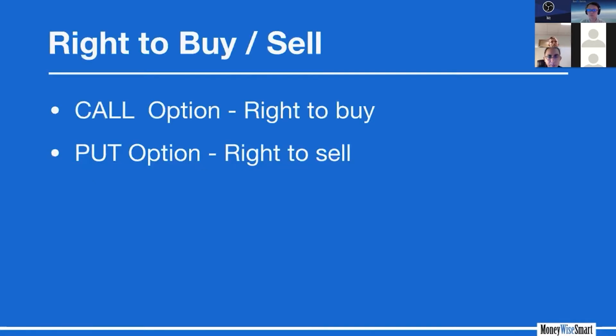There are two types of options. One is the call option, which is basically the right to buy, and a put option is the right to sell. So an option gives us the right to either buy the security or to sell the security. If we own a call option, it gives us the right to buy. If we own a put option, it gives us the right to sell.